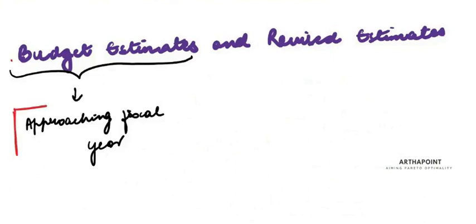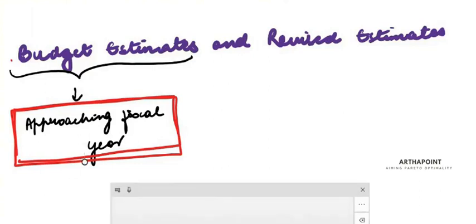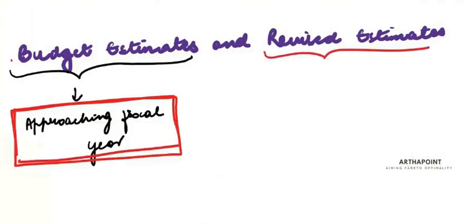So what happens is initially the government gives a plan for the upcoming fiscal year: for the approaching fiscal year, these are my estimates. But once you start going through the fiscal year, you realize that this is not the way I'm spending. Maybe I need more money there. All of a sudden there is COVID. I have to give some money to the COVID victims. I have to change the way that I have been spending my money. In all those cases, the government is going to revise its estimate.